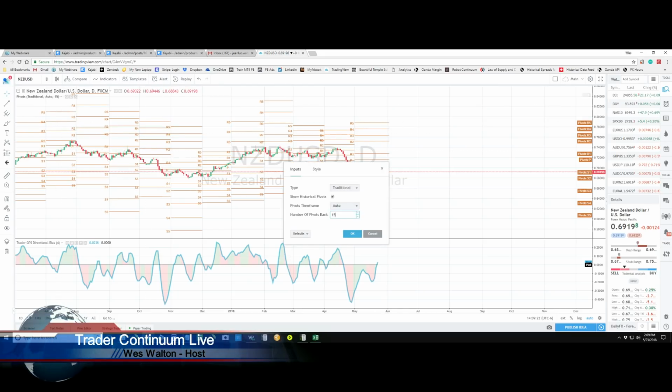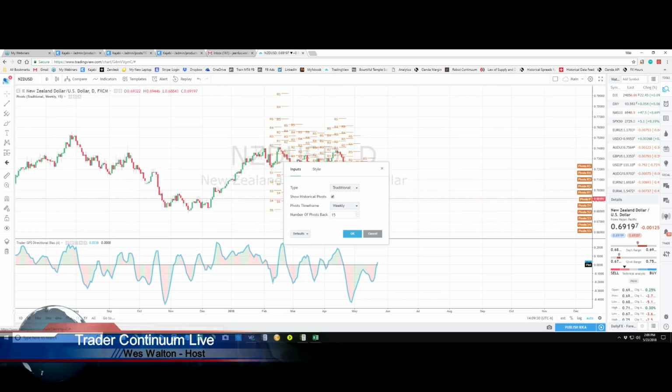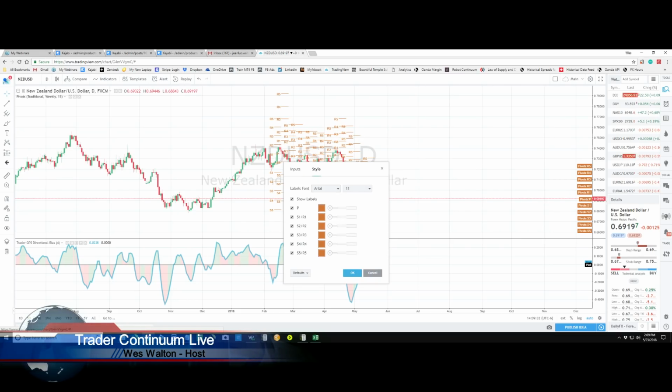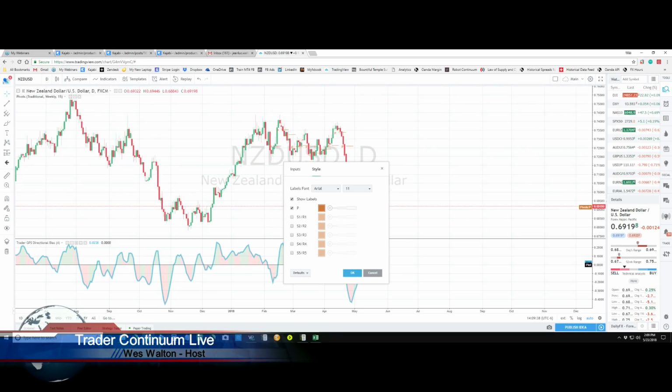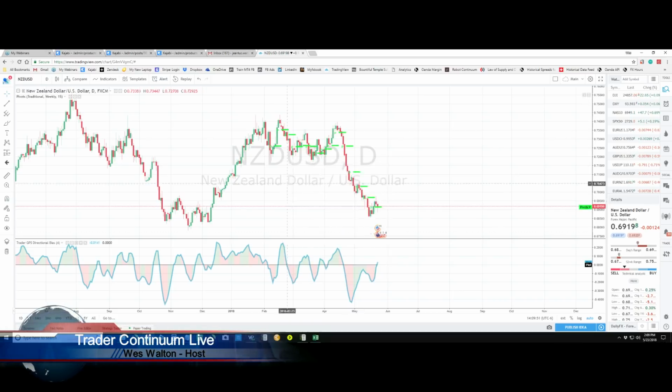Let me make this a little bit better. Number of pivots back, 15, sure. Pivots time frame, weekly, that's cool. And the style, I'm going to remove the support and resistance levels for these, just to make this look a little bit cleaner. And since it's a weekly pivot, I don't know why, I just got stuck in the habit of making those green. So we're going to make them green.